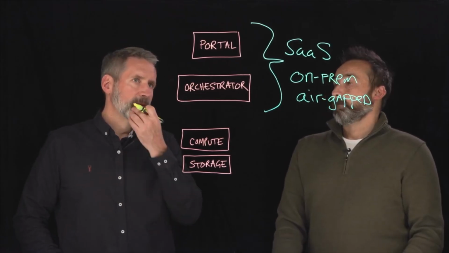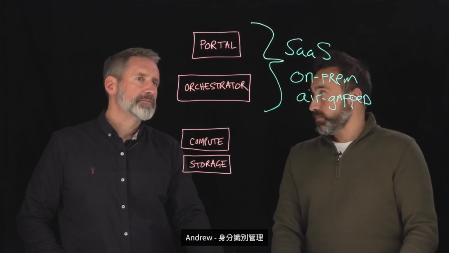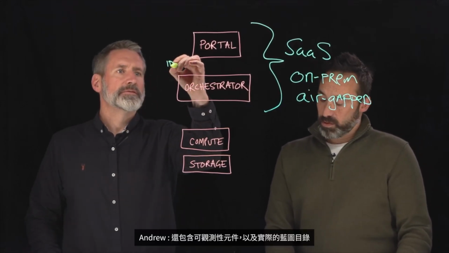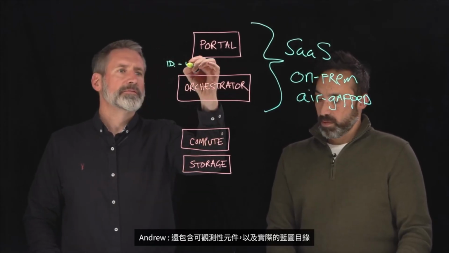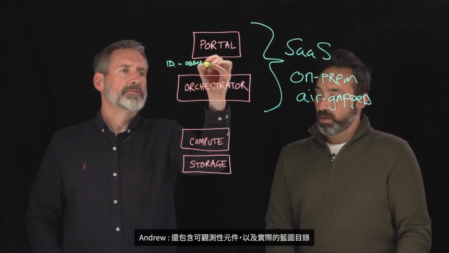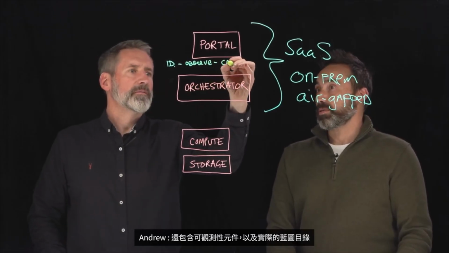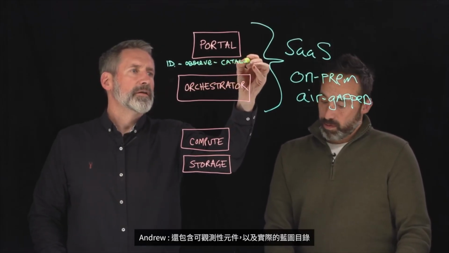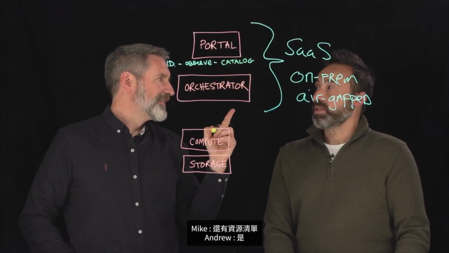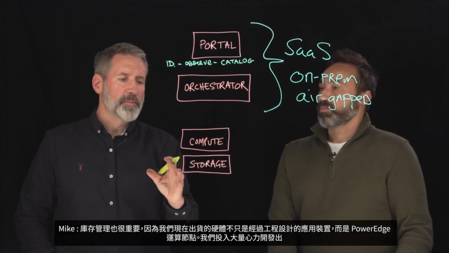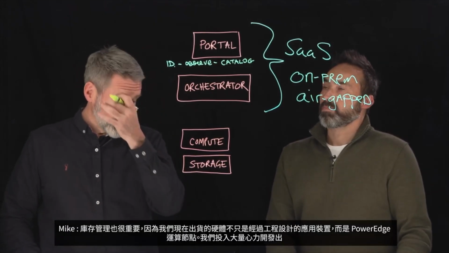Okay. So what does our portal have? Identity management. Right. It's got the observability pieces in there as well. And then also the actual catalog of the blueprints. And inventory. Yes.